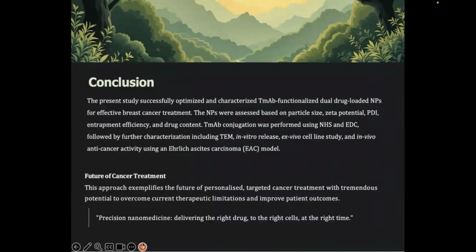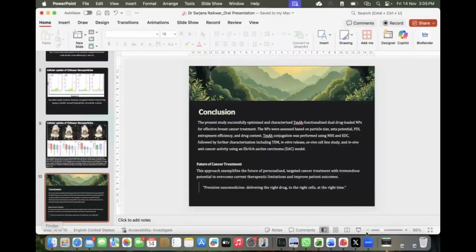For the future of cancer treatment, this approach exemplifies personalized targeted cancer treatment with tremendous potential to overcome the current therapeutic limitations and improve patient outcomes. Thank you so much. Now I would like to invite sir to ask some questions.